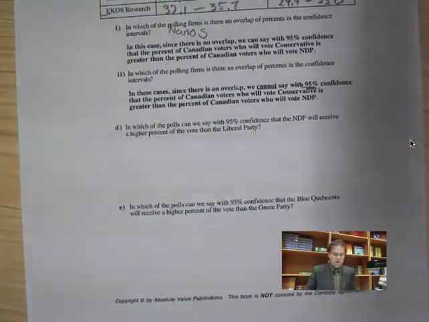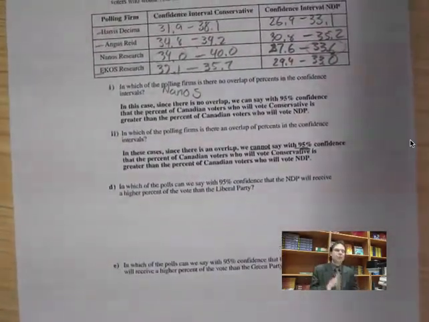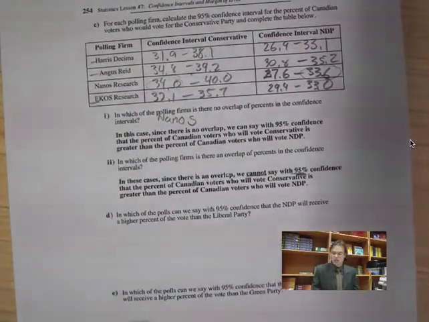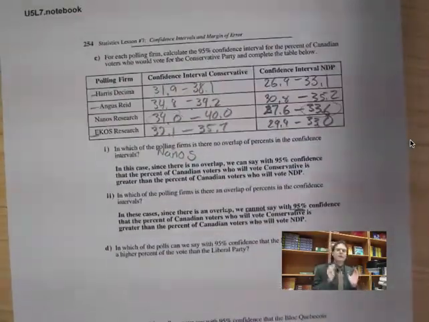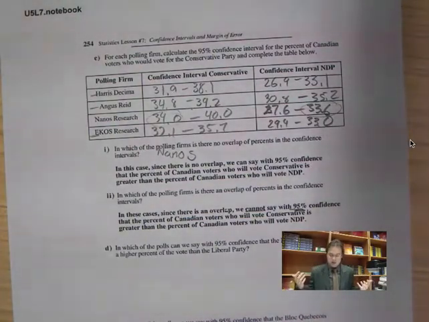All right? So part D says, in which polls can we say with 95% confidence that the NDP will receive a higher percentage of the vote than the Liberal Party? Then all you have to do is go back and find where there's a higher percentage. We want to find everything where there's no overlap. Anytime there's no overlap between the intervals for a firm, that means the higher party will win. Okay? Now right here, you're 95% sure.